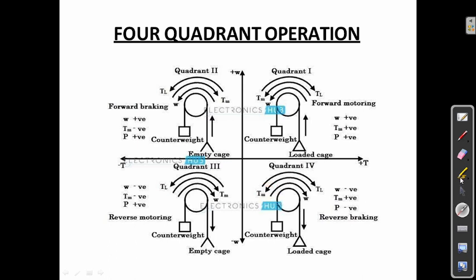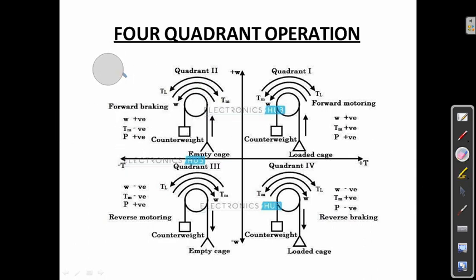As we said before, for the first quadrant, we have a lift going from down to upstairs. That time it will act as forward motoring. Then if you want to brake that particular lift at the first floor or second floor, that brake will be a forward braking. How can we do it? We just change the motor torque and speed direction.